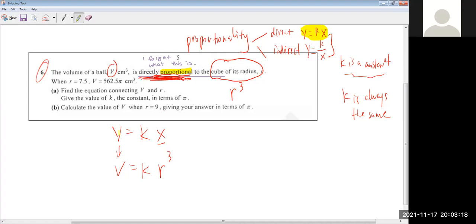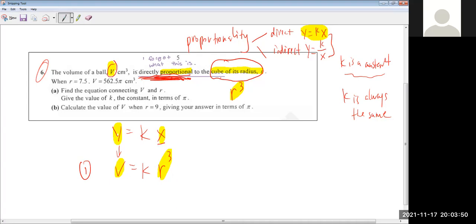So that's why I replace y with v because we are talking about v here. And I replace x with cube of its radius. So cube of its radius is r to the power of 3. So I replace y with v, I replace x with r to the power of 3. So are you clear about this first step or not? Are you clear? Okay, good.